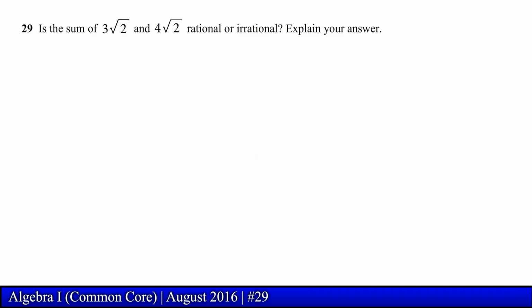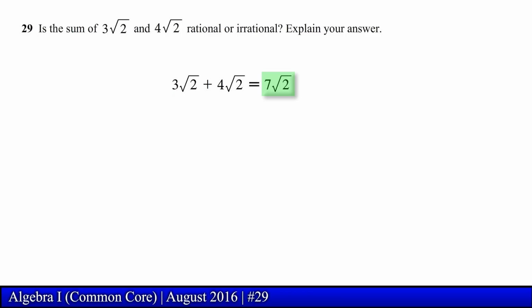Returning to the problem at hand, we are asked to determine if the sum of 3 square root 2 and 4 square root 2 is a rational or irrational number. Since both expressions have a common radical expression, in this case, square root of 2, we can go ahead and simplify the sum by adding the coefficients of each radical expression. Doing that, we obtain 7 square root 2.